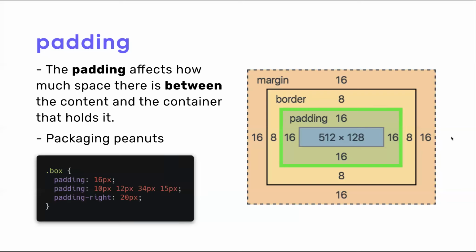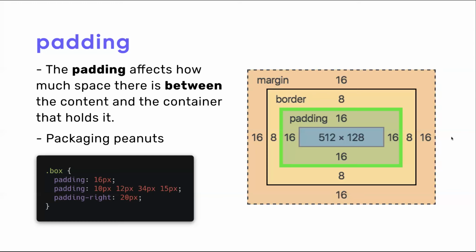So the way that you specify padding is you can do it in a few ways. You can give it just one number and it'll put 16 pixels on all of the sides. Or you can give it 4 numbers, and the order that it goes in is top, right, bottom, left. So the top would have 10 pixel padding, the right would have 12, bottom would have 34, and then the left would have 15, right? So if for some reason you wanted to do that, that's an option. And then you can also just specify one side. So padding right, if you give it 20 pixels, it'll only affect the padding on the right side.